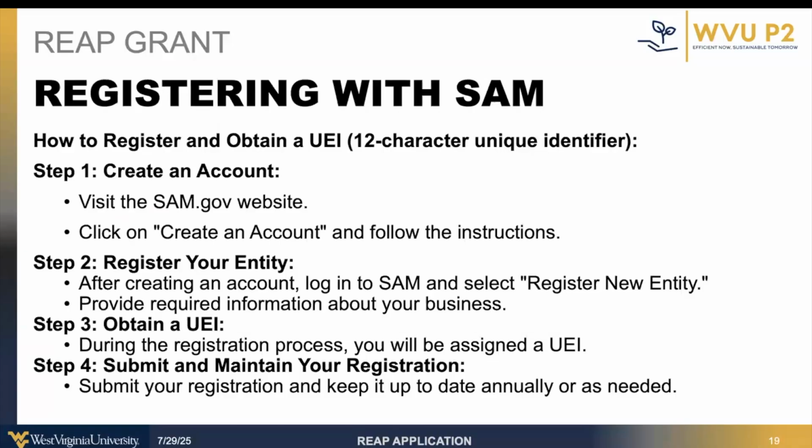Here's the process. First, go to www.sam.gov and create an account. Then register your business. During that process, you will be assigned your UEI. Submit your information and make sure to keep it updated.